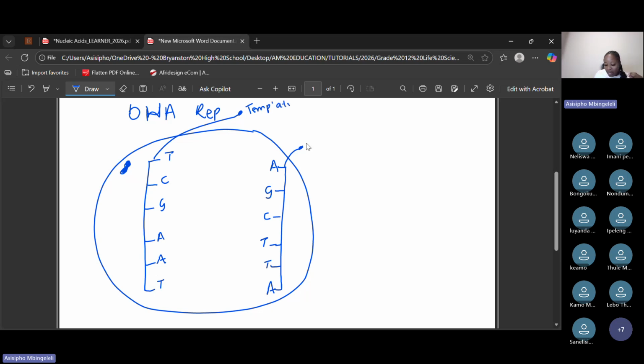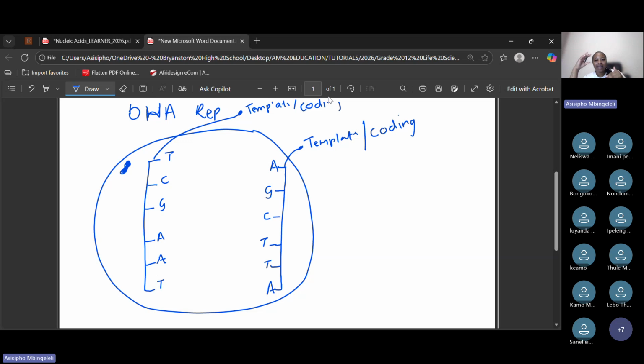Now, please also add on your side. It is sometimes referred to as a template strand, but sometimes it is referred to as a coding strand. You can even add that here, coding strand. So if they don't call it a template strand, they call it a coding strand. Now, what is this coding or template strand?